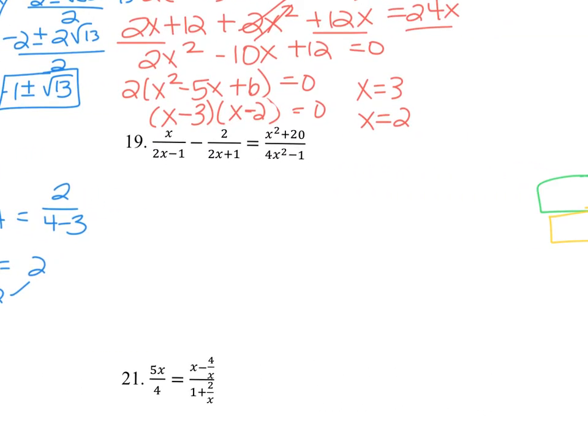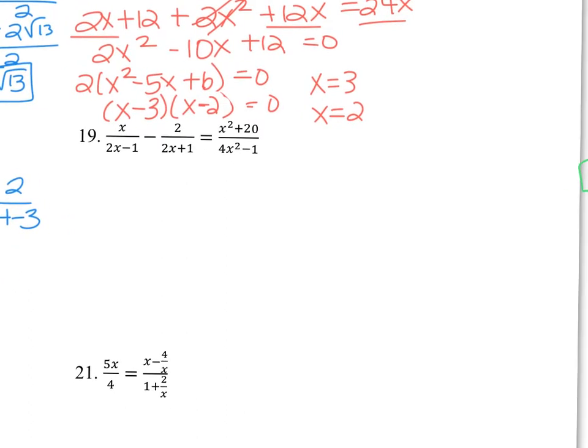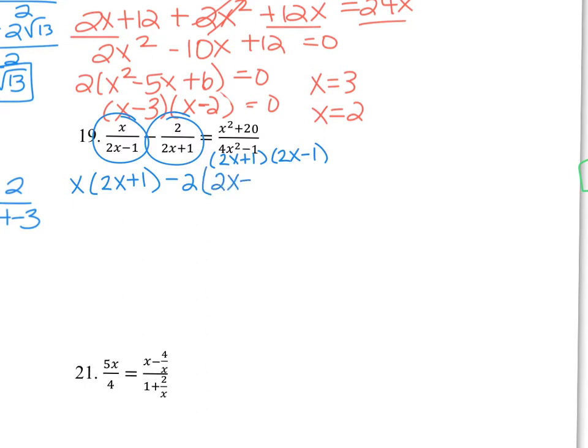So let's go ahead and solve number 19. So I got to factor this. It's 2x plus 1 and 2x minus 1. So that's my common denominator. So my first term, my 2x minus 1s are going to cancel out, so I'm left with an x and a 2x plus 1 minus 2 on my second term. My 2x plus 1s are going to cancel out, so I'm left with negative 2 times 2x minus 1 equals, on my last term, they're going to both cancel out, so I'm just left with x squared plus 20.